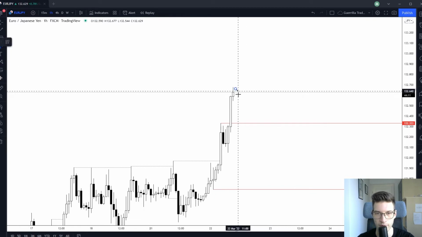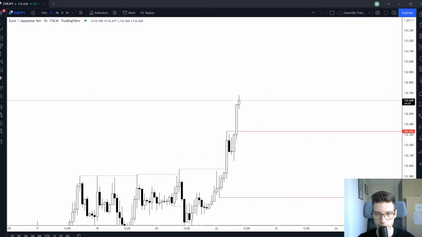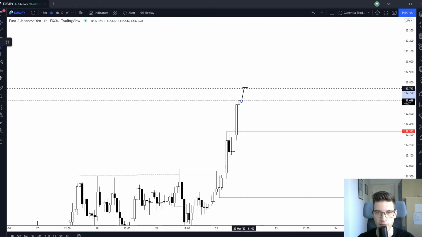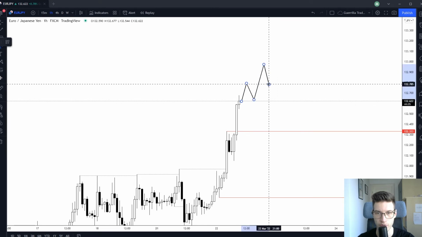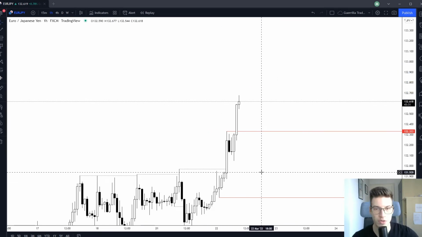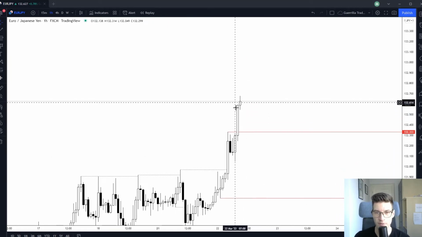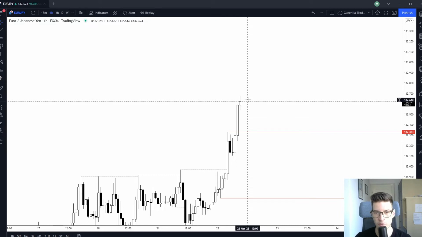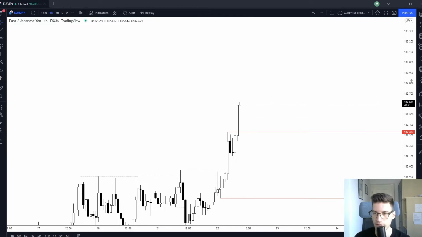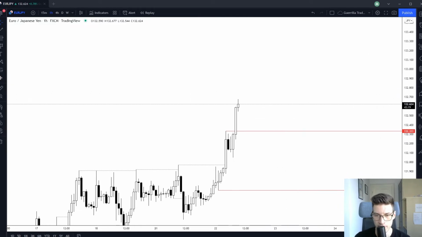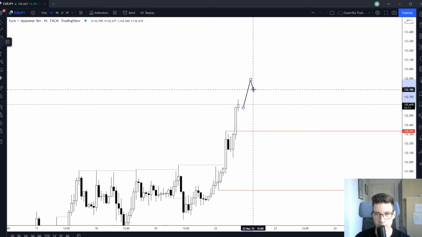I'm looking for a flag. I'm looking for a push, pullback, another push, and then a break and retest. So I'm definitely looking for a long trade, but because this wick is now forming, I am removing my order, so I don't like this anymore. But as I said, if we get that large push, I'm looking for a flag.